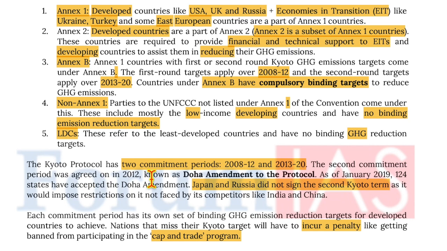Now, the Kyoto Protocol has 2 commitment periods, 2008 to 12 and 2013 to 20. The second commitment period was agreed in 2012, known as the Doha Amendment to the Protocol. As of January 2019, 124 states have accepted the Doha Amendment. Japan and Russia did not sign the second Kyoto term, as it would impose restrictions on them not faced by competitors like India and China.